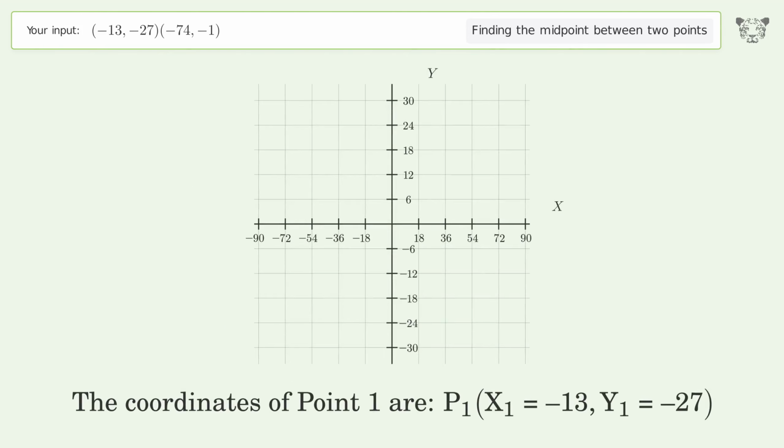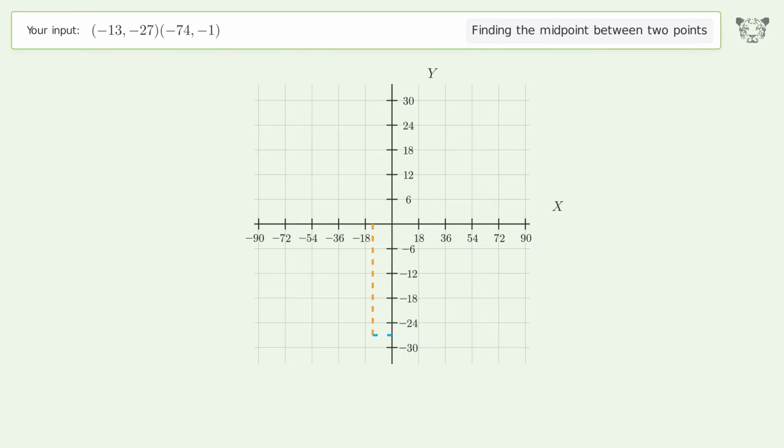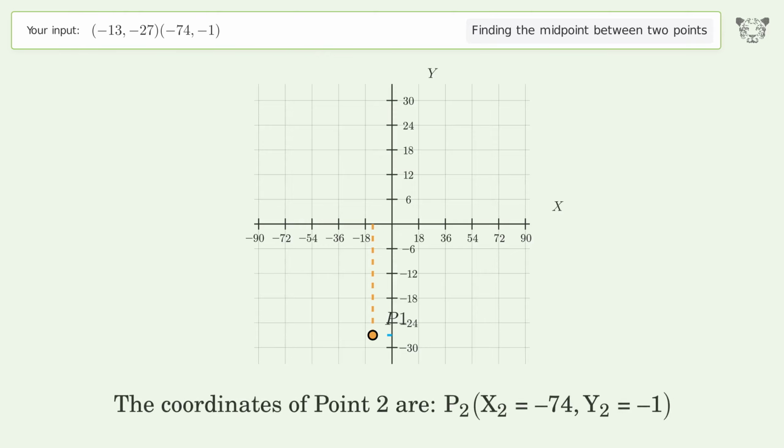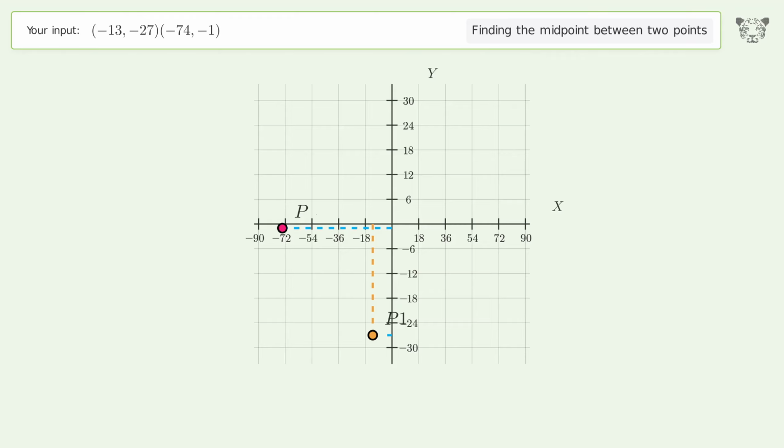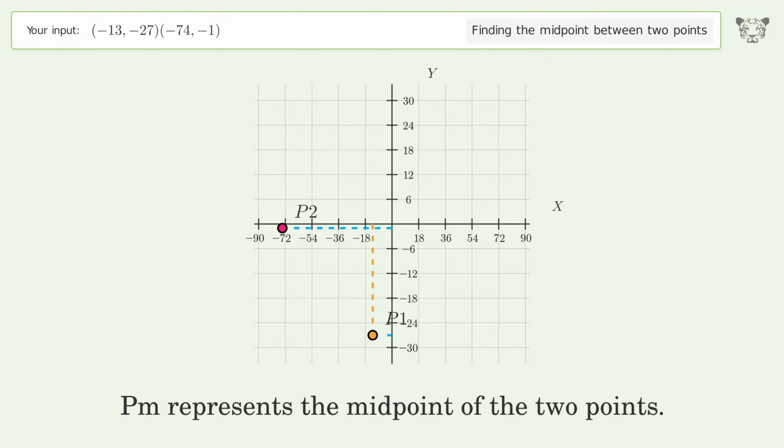The coordinates of point 1 are x1 equals -13, y1 equals -27. The coordinates of point 2 are x2 equals -74, y2 equals -1. PM represents the midpoint of the 2 points.